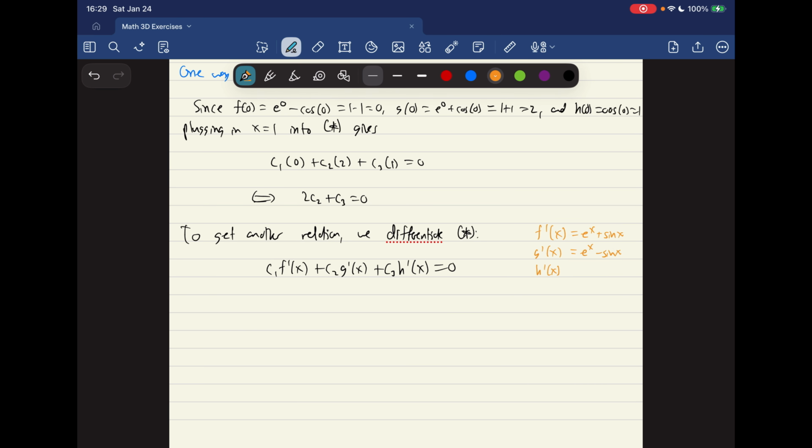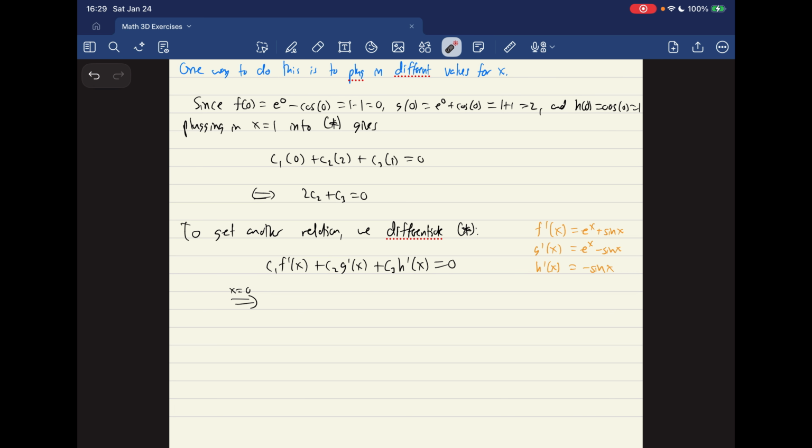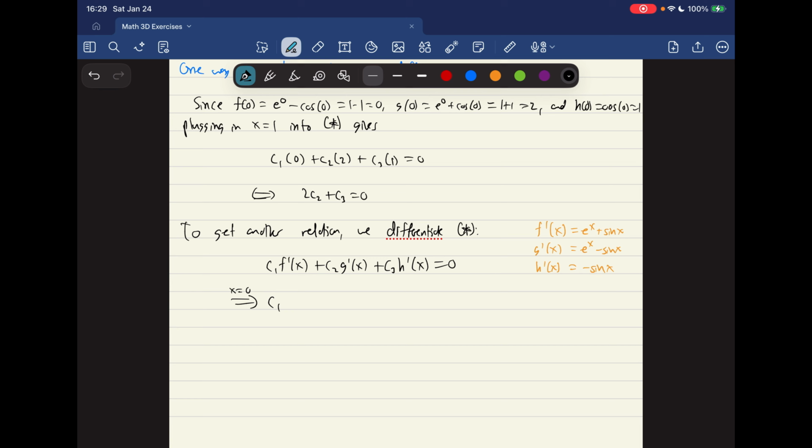And h prime of x is going to be negative sine of x. And so if we plug in x equals 0 into these, well, if we plug in 0 here, we're going to get 1 plus 0, so we get 1. You get 1 minus 0, so we get 1, and then we get 0. So this is c1 times 1, plus c2 times 1, plus c3 times 0 equals 0. And this says the same thing as c1 plus c2 is equal to 0. So that's the second equation.